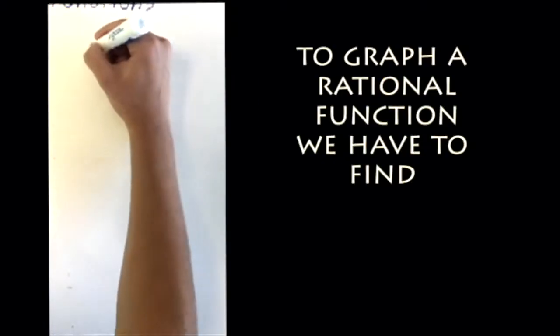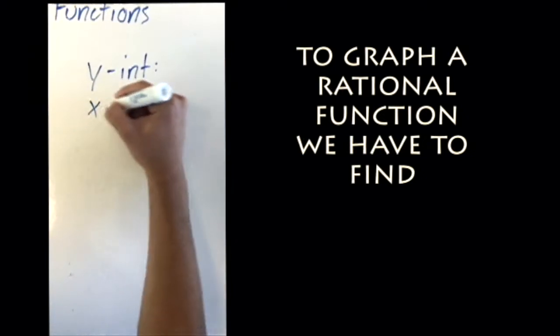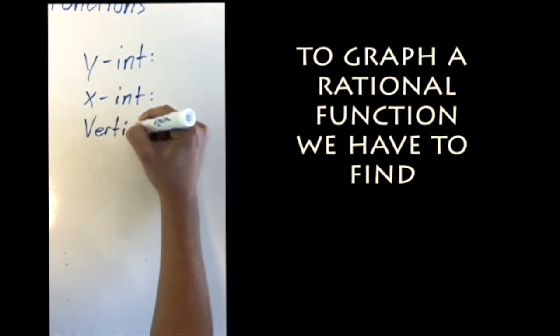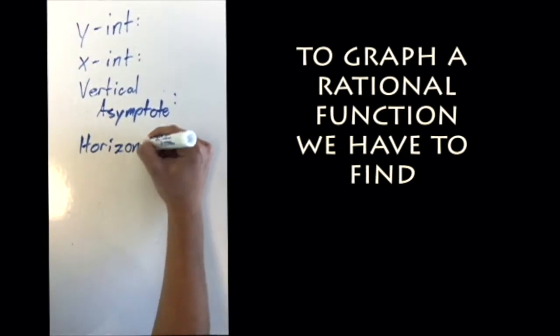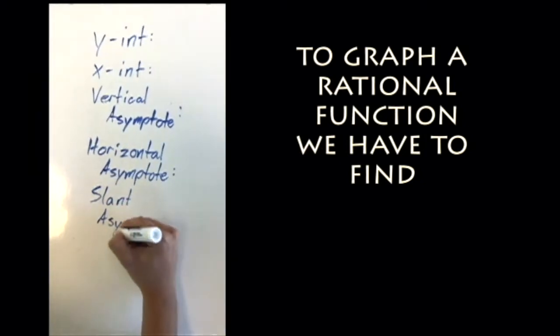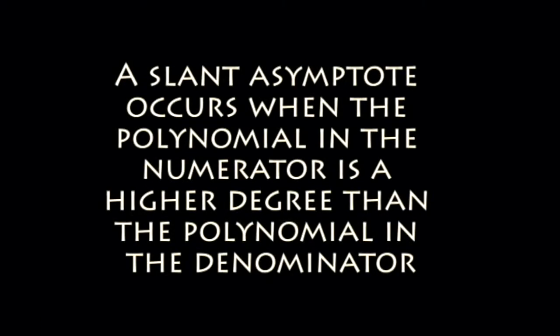To graph a rational function, we have to find the y-intercept, the x-intercept, vertical asymptote, horizontal asymptote, and with some equations, a slant asymptote. A slant asymptote occurs when the polynomial in the numerator is a higher degree than the polynomial in the denominator.